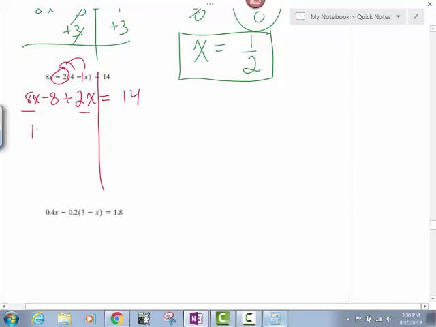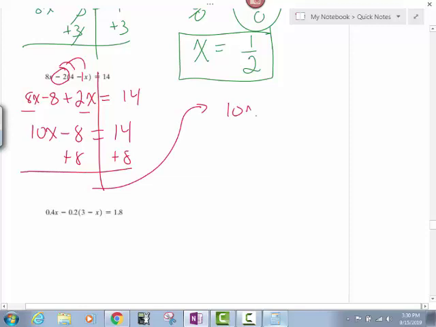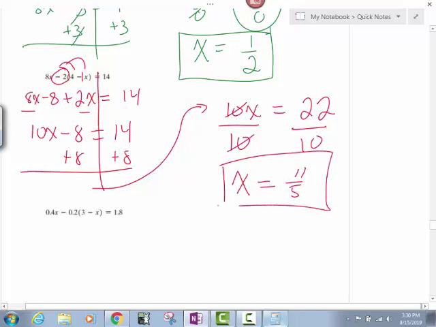Now let's go ahead and worry about combining our like terms. This one and this one, 10x minus 8 equals 14. I will add 8 to both sides. So now we have a 10x. 14 and 8 should give me a total of 22. We now divide both sides by the number 10. And remember, now we're going to reduce our fractions. So 22 and 10, we can divide them at least both by 2. That'll leave us with 11 over 5, right?